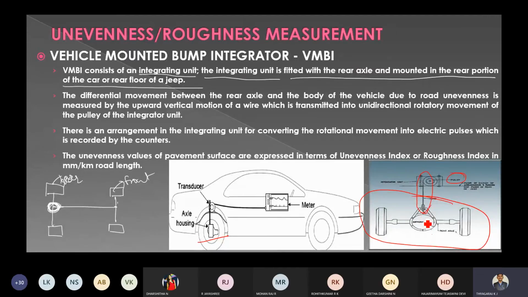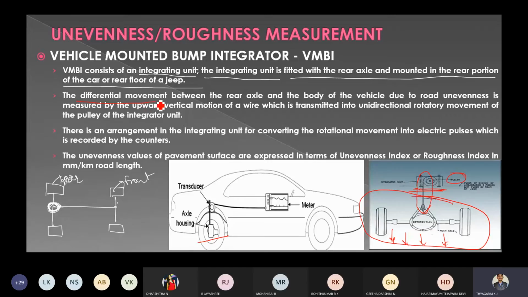You can see here. When there is an undulation, the entire rear axle will settle and it will lift. These upward and downward movements will be recorded by the sensor and it will be shown to you. So you will be recording that data.